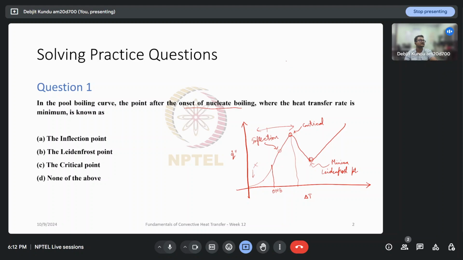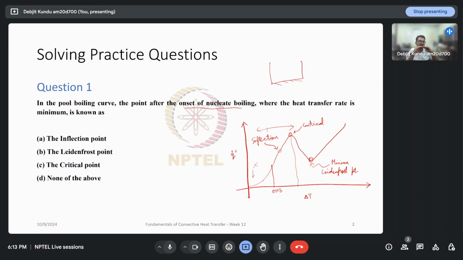Phenomenologically, what happens here is that if we are looking at pool boiling, this is the surface which is heated. At the onset of boiling itself, we have some bubbles forming on the surface and going up. After nucleate boiling, if we keep on increasing the excess temperature, these nucleation points will grow and coalesce, and form bubble columns in the vertical direction, as well as bubble films on the surface.